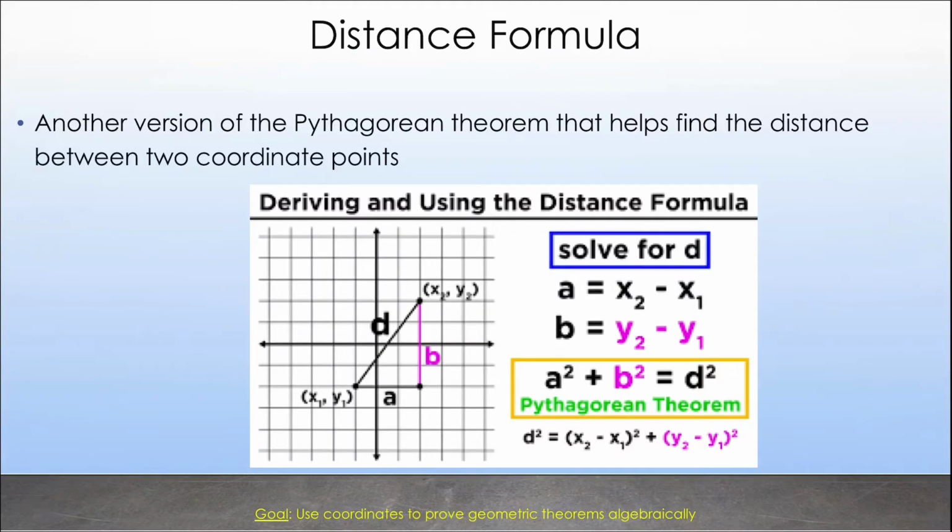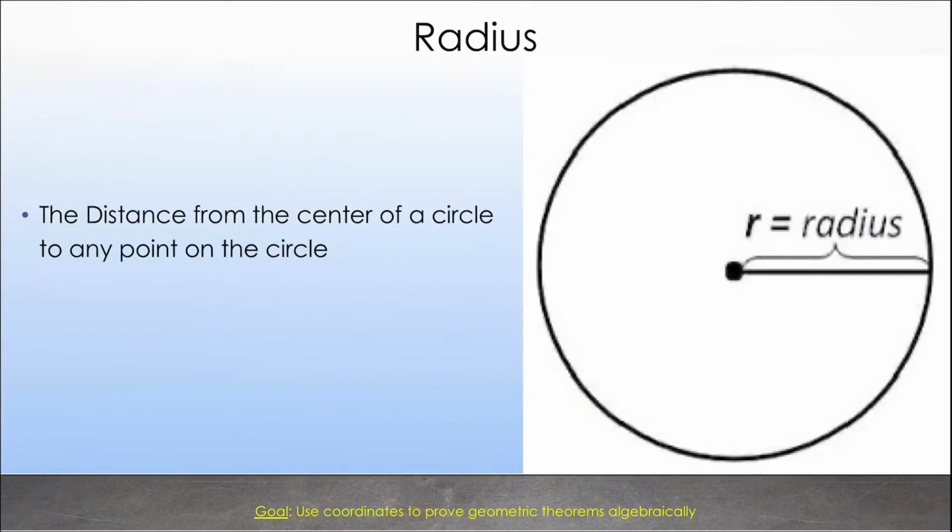The distance formula is another version of the Pythagorean theorem. We've talked about it already. It helps us find the distance. We have a little formula here that derives it. We can say that my a, this leg right here, is x2 minus x1. My height, this other leg, is y2 minus y1. The Pythagorean theorem is a squared plus b squared. We substitute in my a and my b. d squared equals (x2 minus x1) squared plus (y2 minus y1) squared. And we take the square root of that.